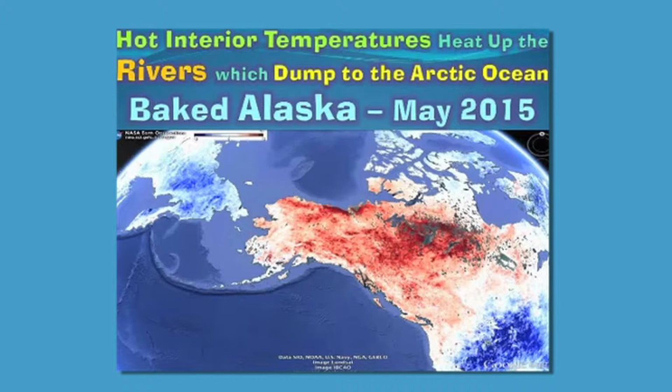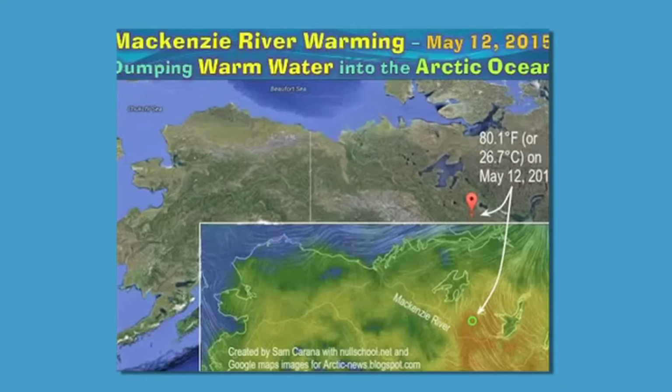Let's talk a little bit about rivers as well. This is another feedback that heats up the Arctic and contributes to the demise of the Arctic. So we're going to talk about baked Alaska again, 2015 in May. And we can see here in May of 2015, here's the Mackenzie River running right along here. And see, it comes right out into the Beaufort Sea.